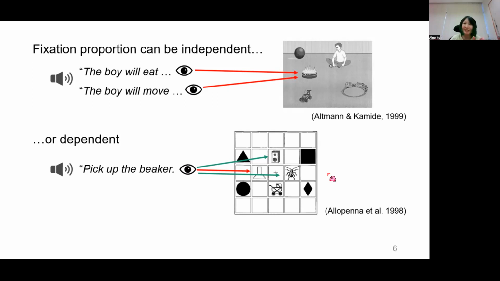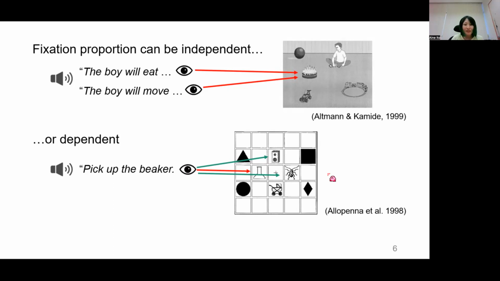So at least in how the eye tracker codes the data, there is no possibility for the eye tracker to code that you are looking at both objects at the same time, right? So if you are looking at the beaker, you are inevitably not looking at the speaker at the same time, right? So there is some dependency between the fixation proportion on different objects in this setting.